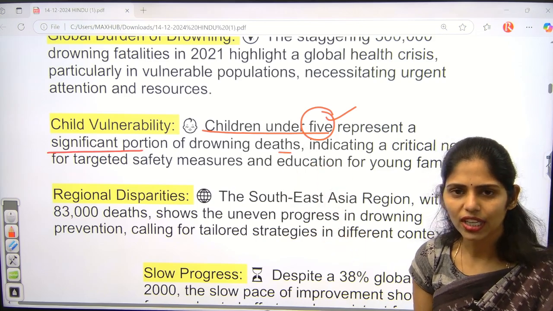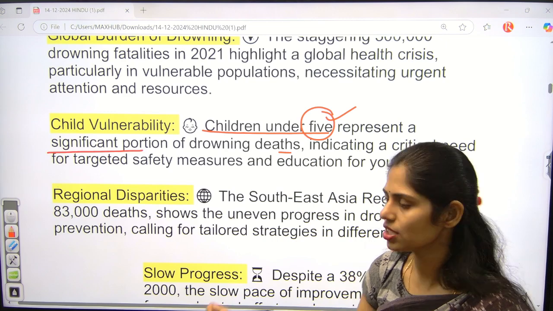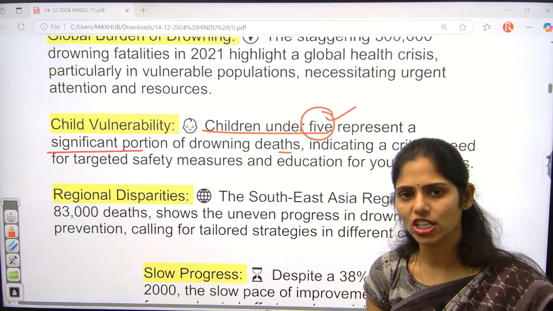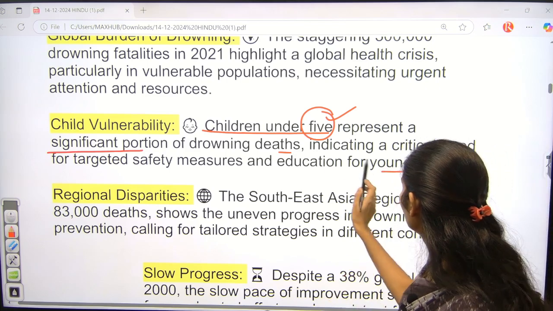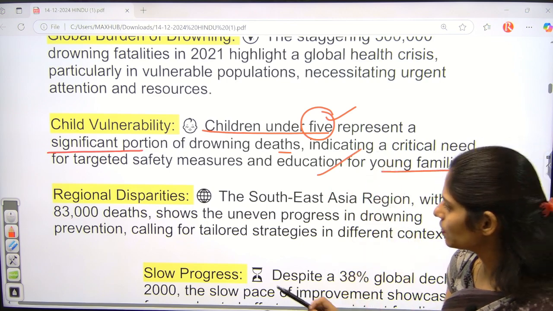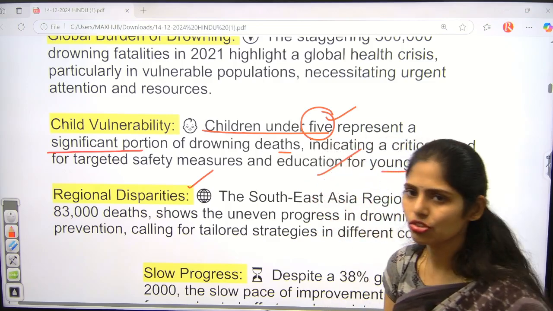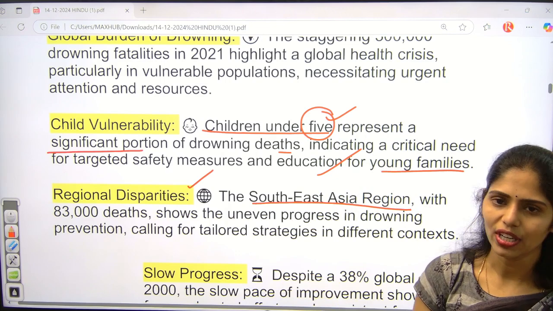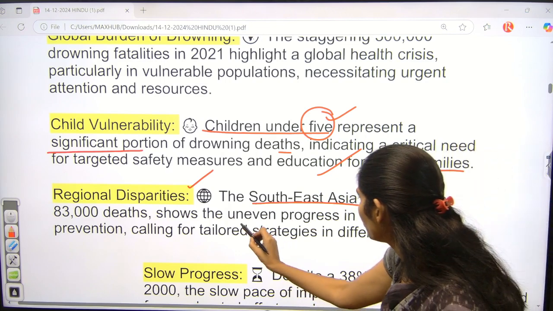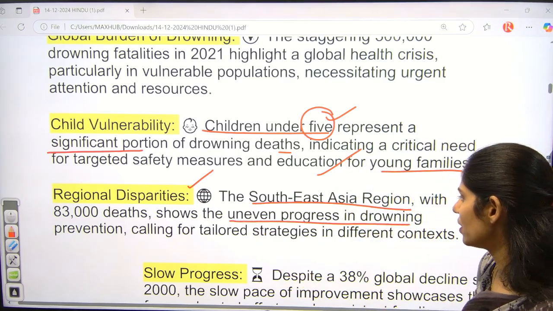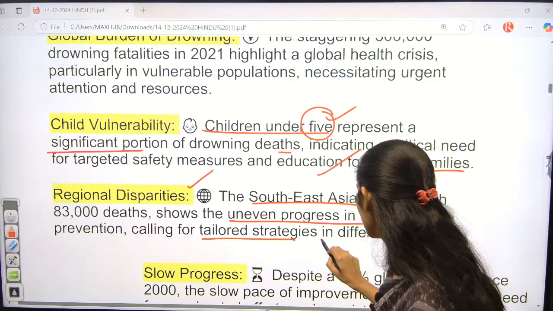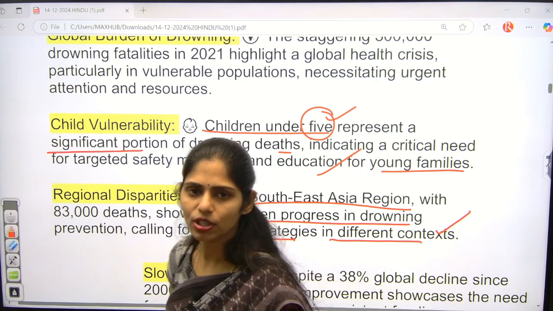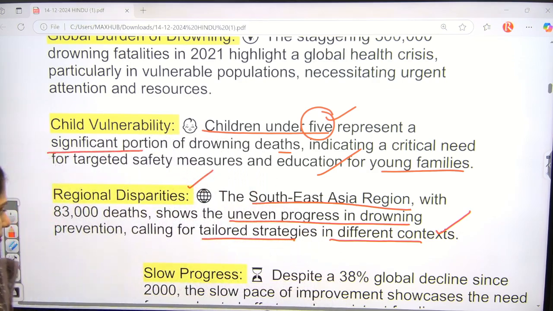That means we need to take targeted safety measures to control these deaths, and even children need to be provided proper education as well as training and awareness, okay, to control these deaths. And next, this report is also saying that there are regional disparities. The Southeast Asian region is having around 83,000 deaths, which shows uneven progress in drowning prevention, and we need to have proper strategies in different contexts, especially in Southeast Asia, because it is contributing a huge number of deaths.